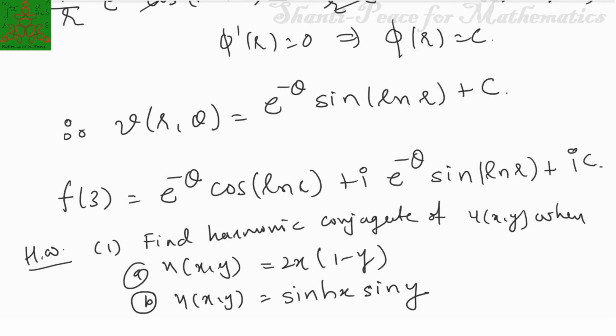CR equations. So we note that if f is analytic, then v is harmonic conjugate of u. But we can't say that u is harmonic conjugate of v. If we try to say that, then the function has to be a constant function. I'm giving you that also as an exercise to do. And we have solved some examples to find out the harmonic conjugate when the real part is given to you. You have to calculate what is the imaginary part of the function.